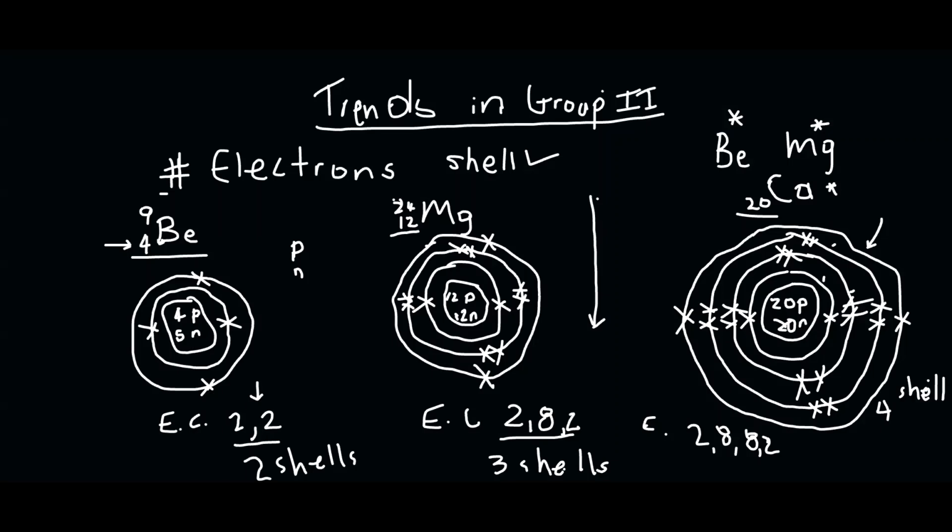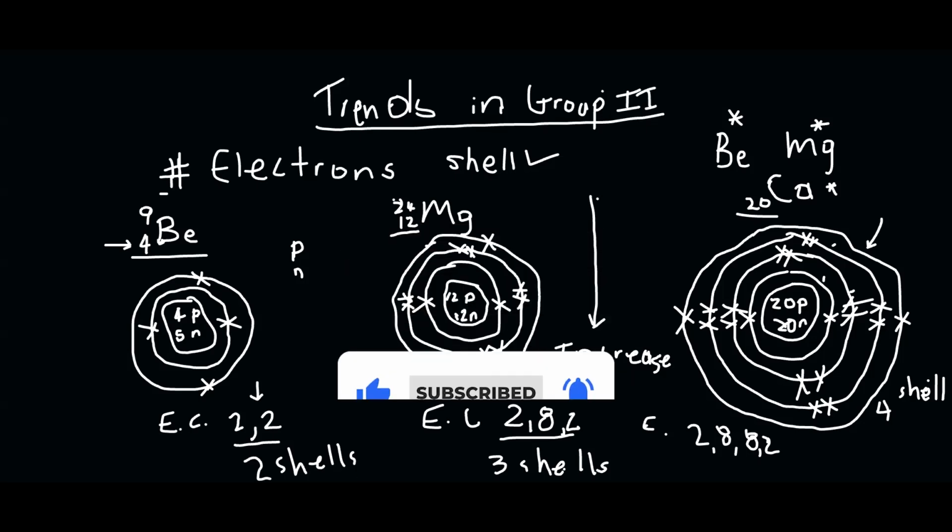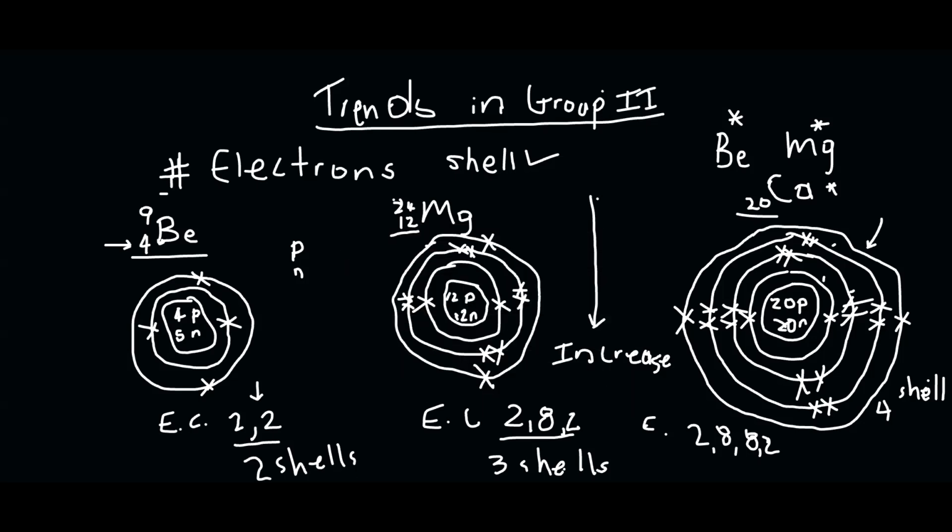As it relates to electron shells, they increase down the group. So that's something that you need to take note of. Make sure you write that down in your book, jot it down somewhere, screenshot it. So electron shells increase down the group.